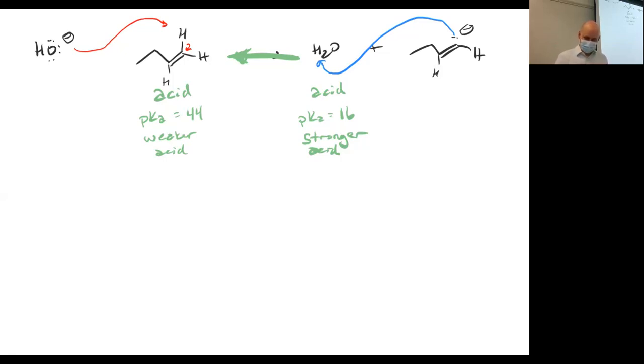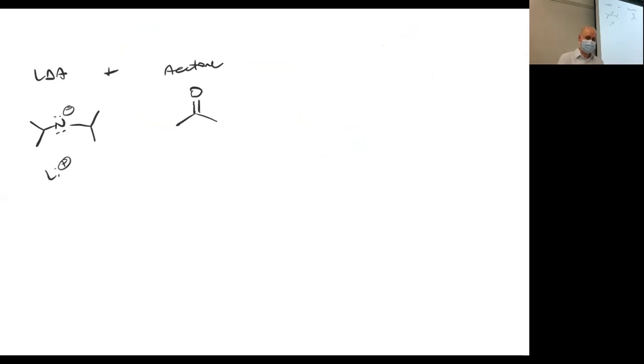All right, let's do another one. What if we were to combine LDA plus acetone? And I can draw these for you if you want. Okay, so acetone is a ketone. It looks like this. And LDA is an N minus with lithium. All right, so what are the products and where would the equilibria lie?